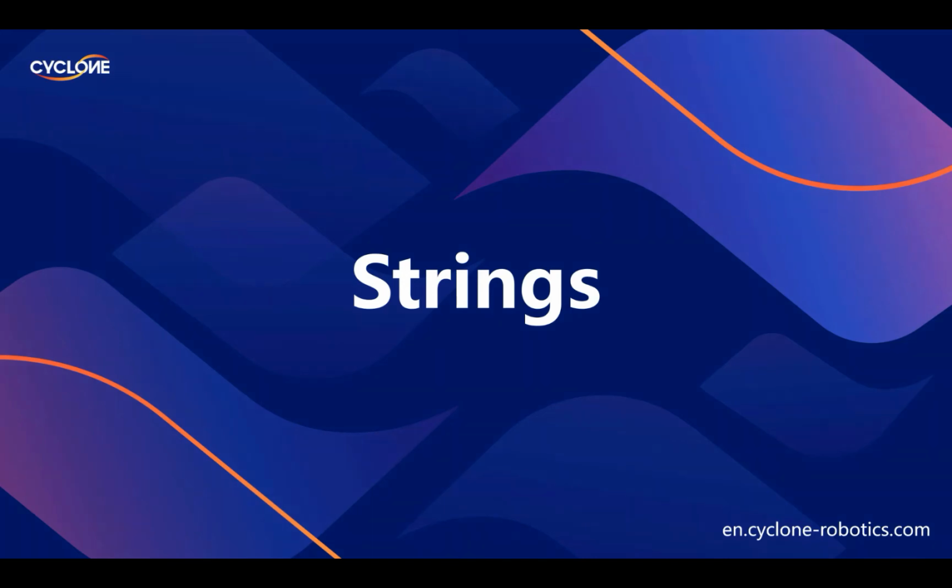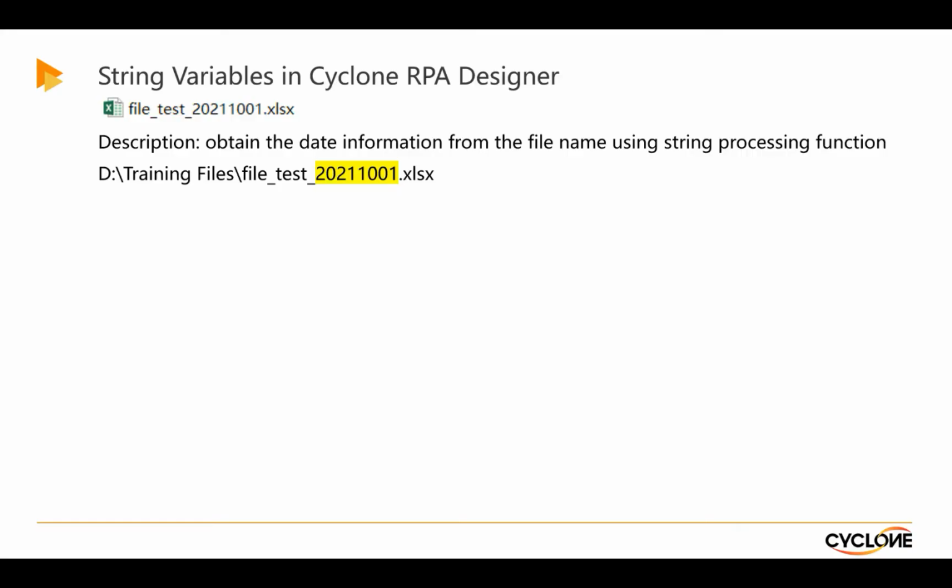Hello and welcome to this video on how to process string variables in RPA Designer. To better understand the methods, let's dive into this example, which requires us to obtain the date information in the file name. All we have is the file path of this workbook.